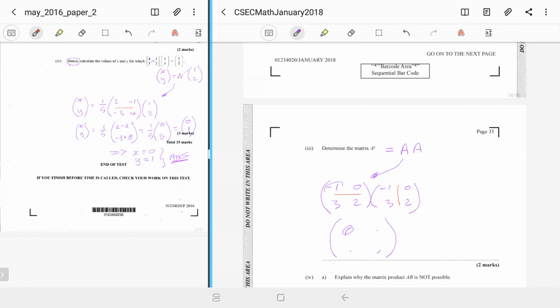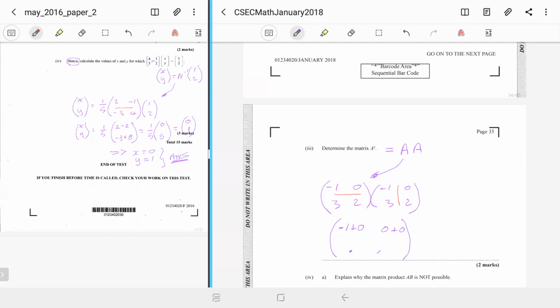First value again. First row, first column. Don't give it away. Minus 1 times minus 1, 0 times 3. That's minus 1 times minus 1, which is 1, plus 0. Then this value here: first row, second column. First element by first element, second element by second element. Do the maths like Mr. Shah teaches and you can't go wrong. Ready now. Minus 1 times 0 is 0. 0 times 2 is still 0.